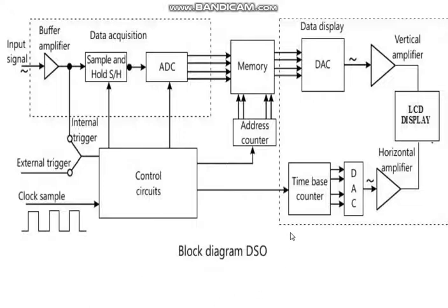Remember, the main thing is that your analog data is converted to digital. It is stored in memory. Whenever needed, it is converted again into analog, and then it is fed to the display unit. Okay, so you'll have two amplifiers, one in the vertical direction, the other in the horizontal direction. Vertical direction is for the amplitude purpose, horizontal direction is for the time-based purpose. Yes, so this is the operation of a digital storage oscilloscope.